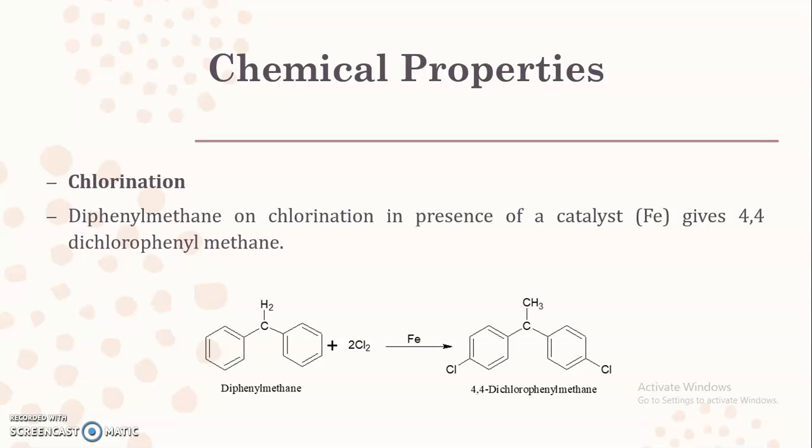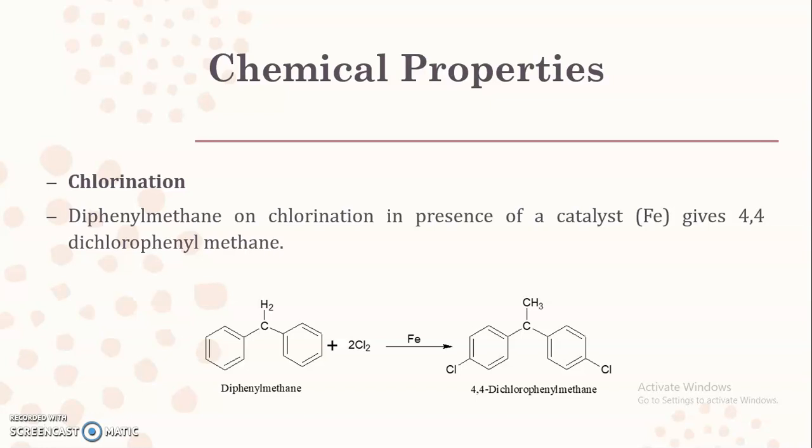Now, if we perform this reaction in presence of ultraviolet radiations, instead of iron as a catalyst, then instead of getting substituted at the benzene ring, the chlorine group will be substituted at the methylene bridge, which leads to the formation of diphenylmethyl chloride. If we use bromine, then diphenylmethyl bromide will be formed.